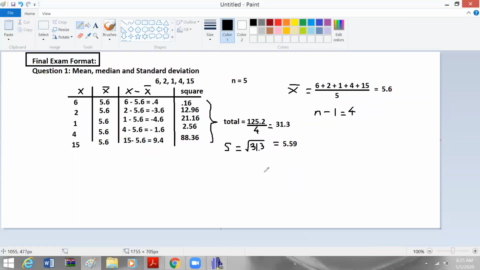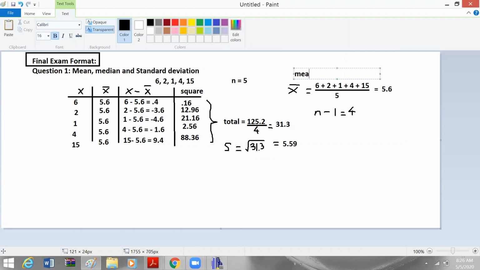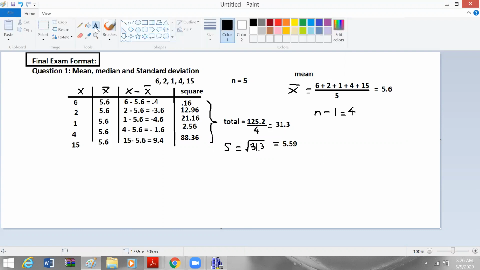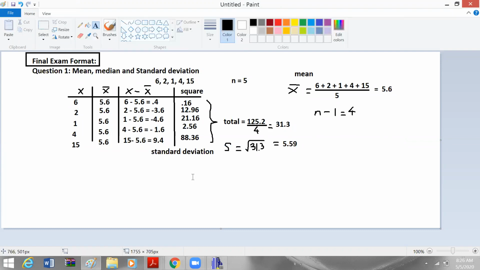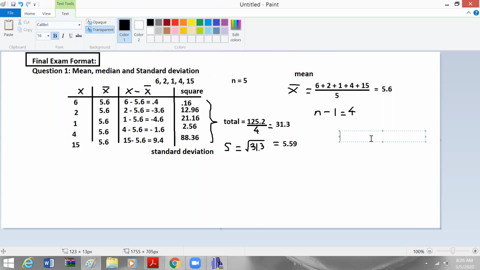And finally, the mean and the median. Remember that we only computed this, which is what we call the mean, or the average, right? And this is what we call the standard deviation. Okay, but we don't really have the median. So what is the median? You need to rearrange the data set in order. So arrange the data set.